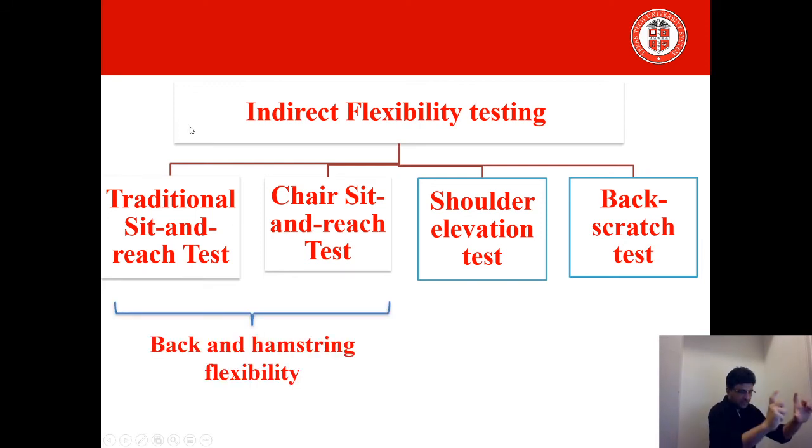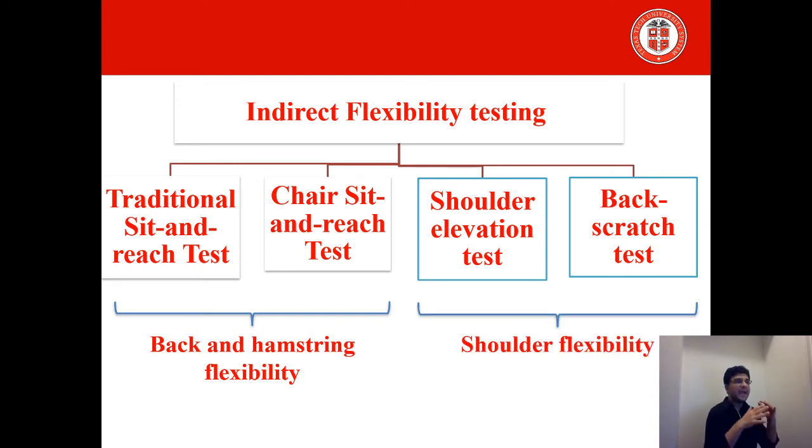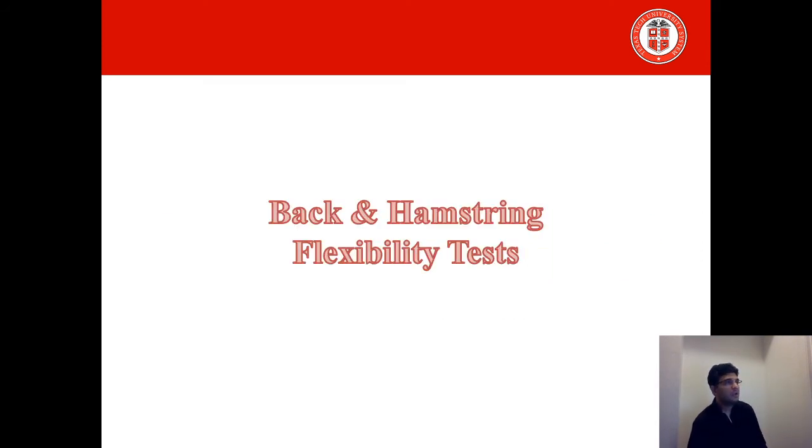So traditional as well as chair sit and reach test checks the back and the hamstring flexibility. This is really important to know. And on the other hand, the shoulder and the back scratch test checks the flexibility of our shoulders and back. So once you are doing any test, the first thing which should come up in your mind is that which kind of flexibility am I testing? So we'll first discuss the back and hamstring flexibility test. And the first one, which you have already seen, is the traditional sit and reach test.